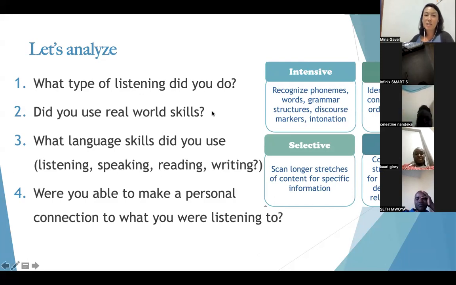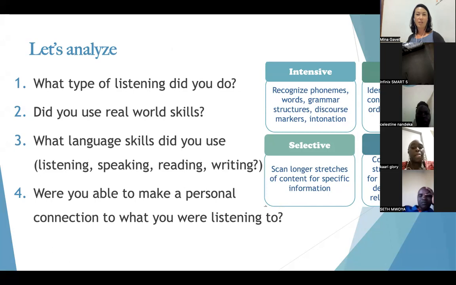Yes, very good. Listening, speaking, and writing were the main ones. A little bit of reading the questions, but reading was definitely not a major one. But yes, all 4 skills are used, mainly listening, speaking, and writing. We didn't actually do the writing, but if we did the actual lesson. Very good. So we would say that this is an integrated skills lesson. And then finally, were you able to make a personal connection to what you were listening to or to the lesson?